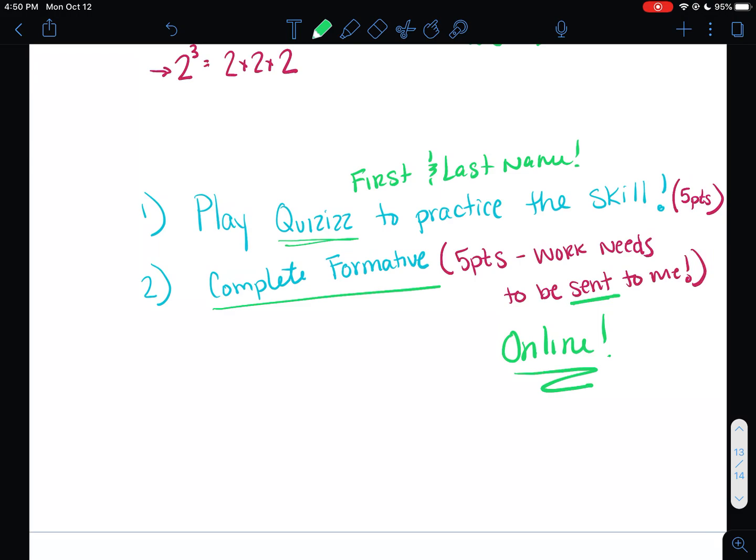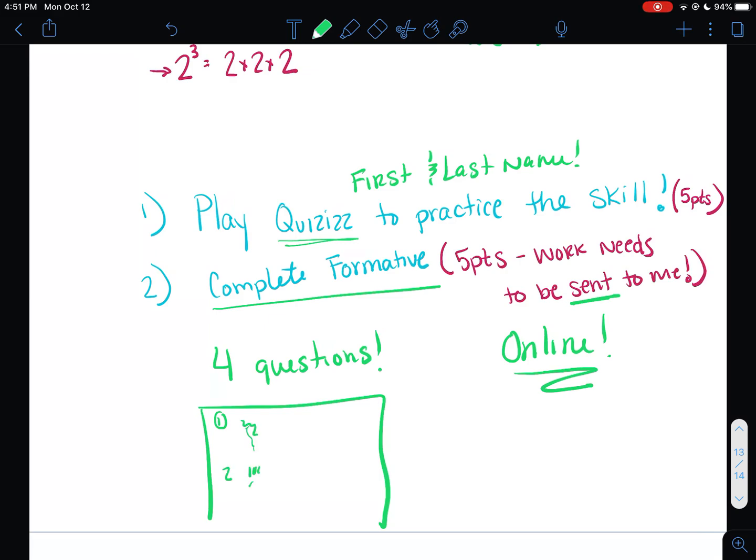For the formative, there's 4 questions that you need to send me your work. So I want a piece of paper, like if this is your paper, here's number 1, do your cake or your tree. Here's number 2, do your cake or your tree. Number 3, your cake or your tree. And number 4, cake or tree. Okay, so I need to see your cake or your tree for all 4 problems on your formative. Take a picture of it and send it to me.